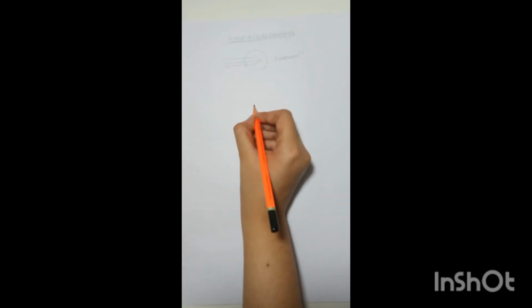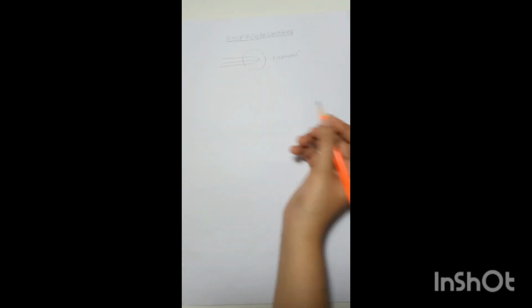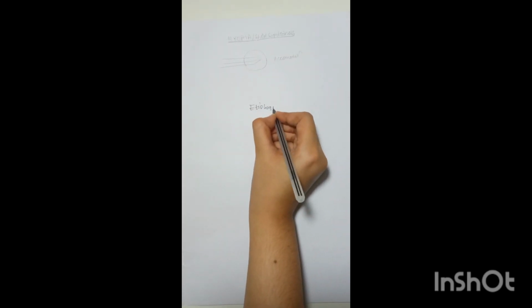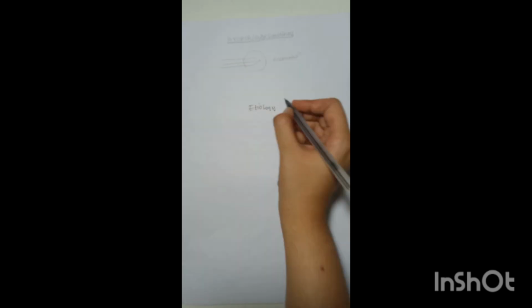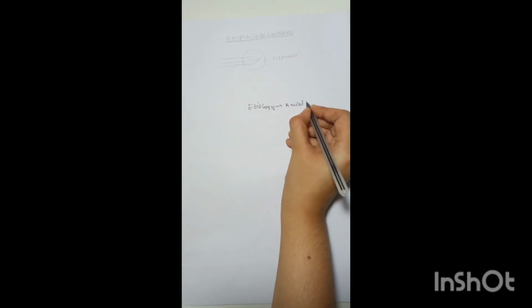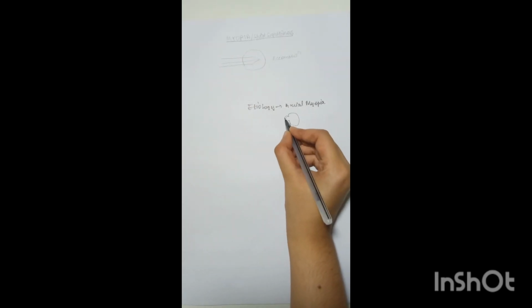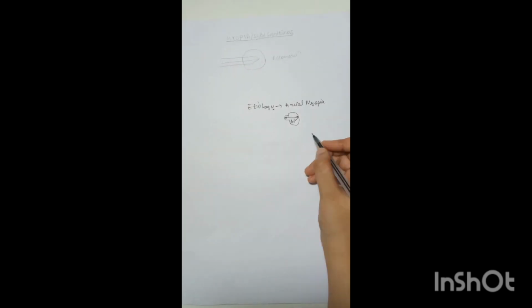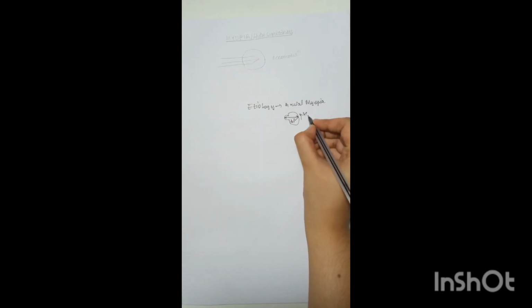Etiology. So what are the reasons for myopia to occur? Axial myopia. It results from an increase in anterior-posterior length of the eyeball. If this is the eyeball, the length between the cornea and the retina, this diameter, is known as the anterior-posterior length.